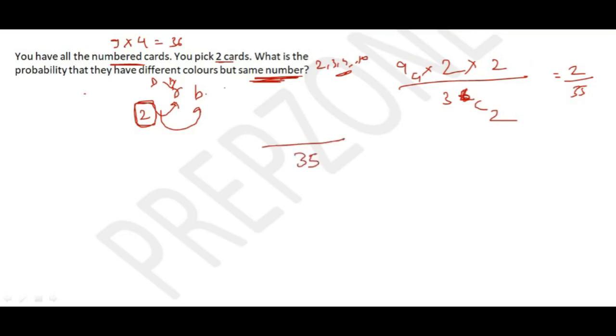You have picked one card, right? Which means you have already chosen a particular color. So for the second card, it has to be from the opposite color. There is no choice in terms of colors.